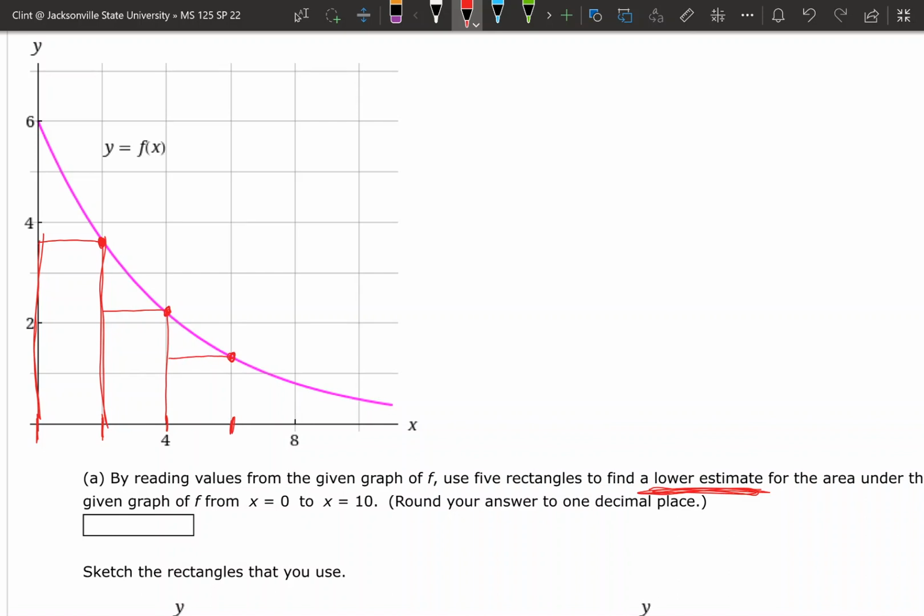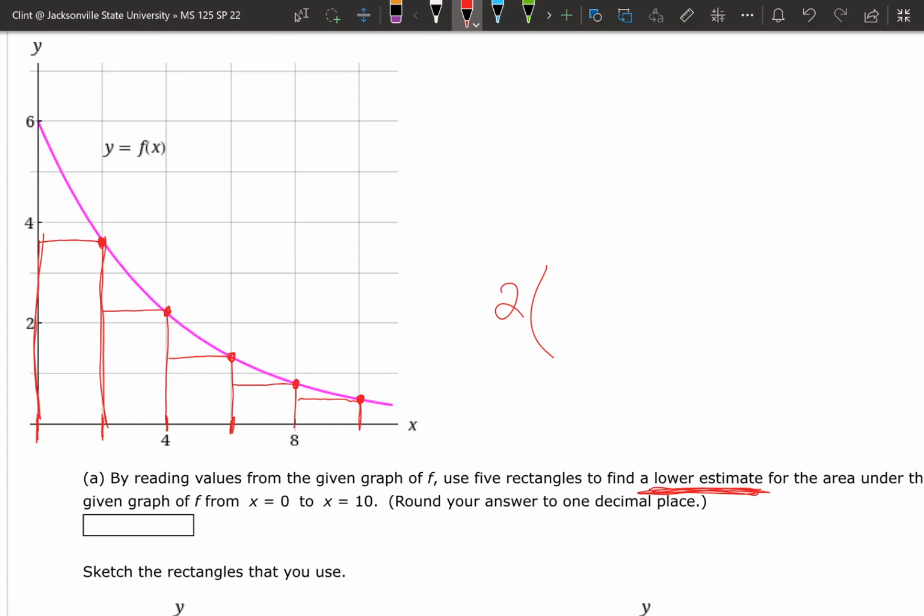That would be our third. That would be our fourth, and then that would be our fifth. So each one's 2 wide. So it's going to be 2 times whatever the height is on these.